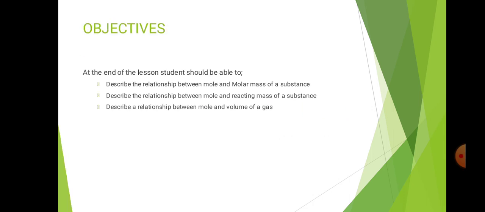For this particular class, the objectives are as follows. At the end of the class, I expect you to be able to describe the relationship between the mass and the volume of a substance. Two, describe the relationship between the mole and the reacting mass of a substance. Lastly, you should be able to establish a relationship between mole and molar volume of a gas.